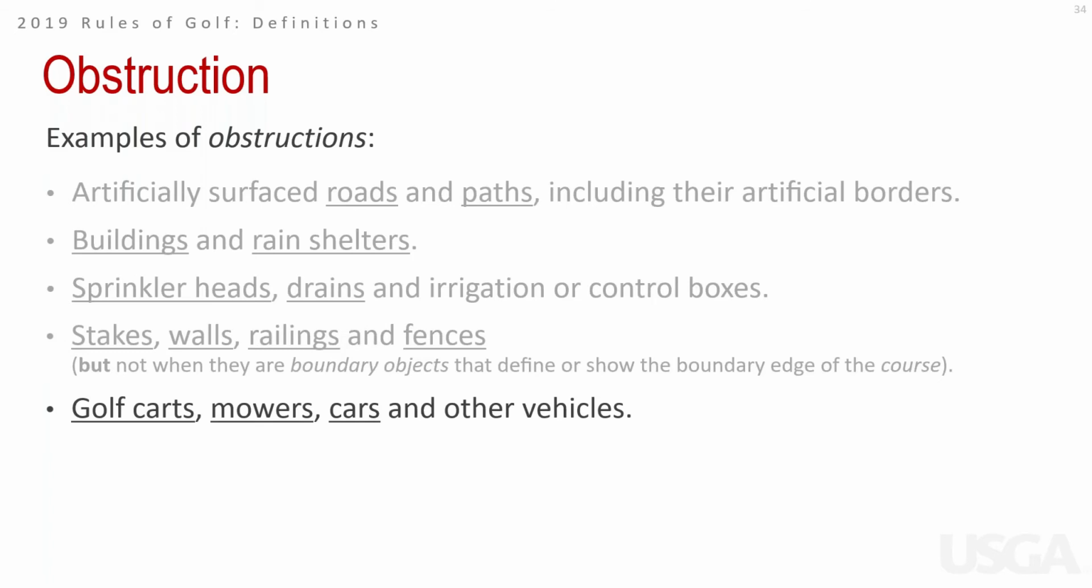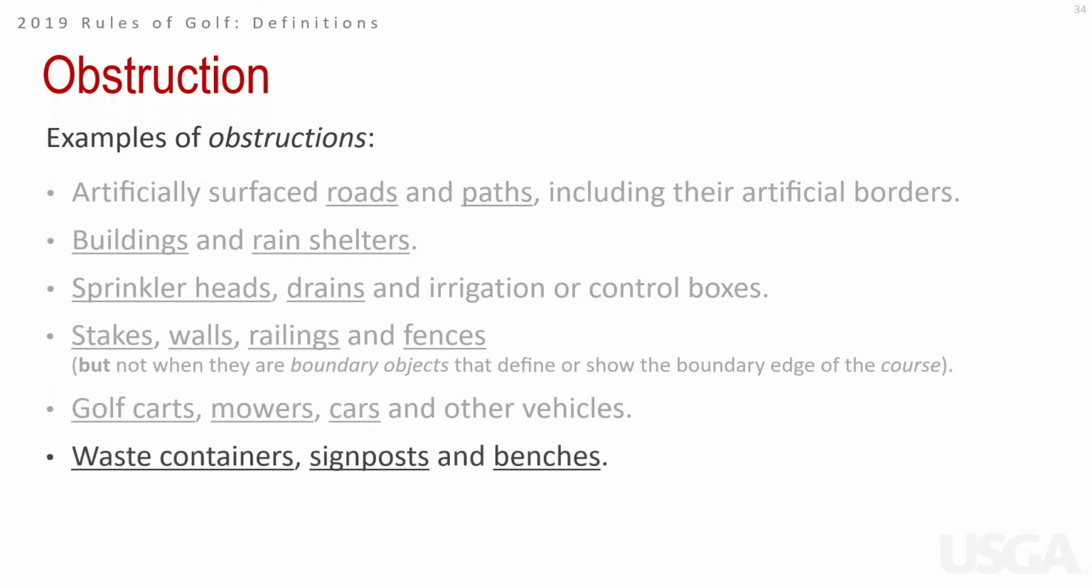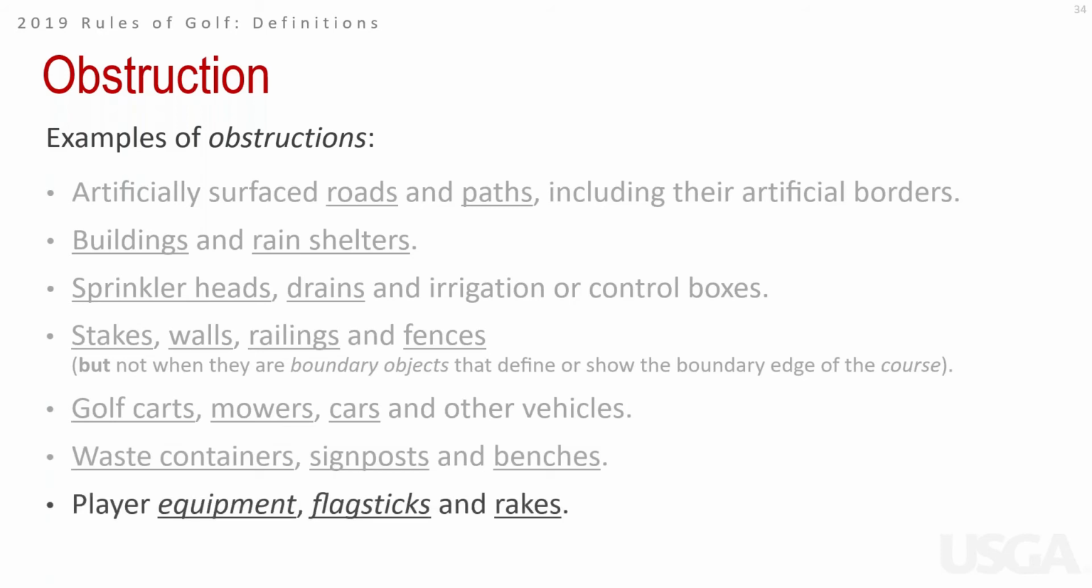Golf carts, mowers, cars, and other vehicles could be defined as obstructions so long as they are part of the golf course. They are on that golf course, and they have just been left there. Waste containers, signposts, and benches are other things that could be defined as obstructions. Specifically, we might define them again as movable or immovable, but as of now, we are defining them as an obstruction. And last but not least, players' equipment, a flag stick, and rakes are also obstructions.